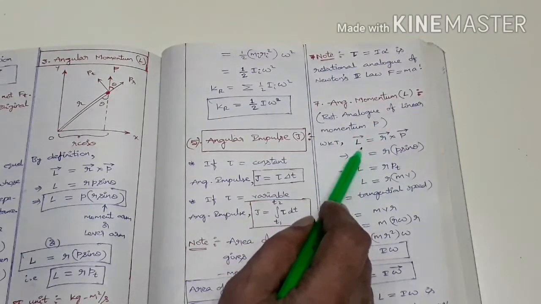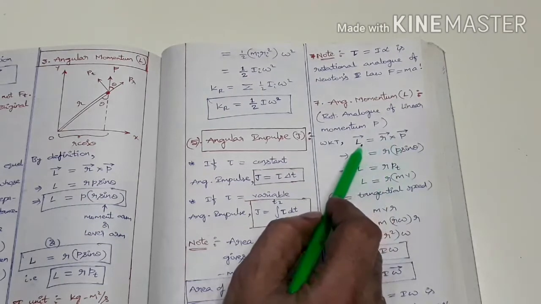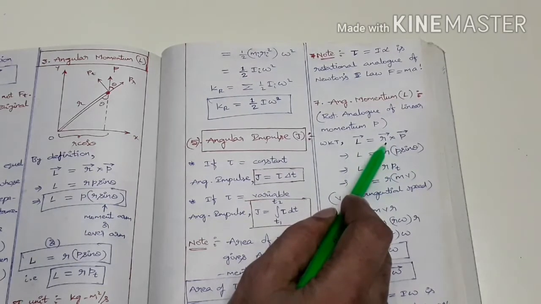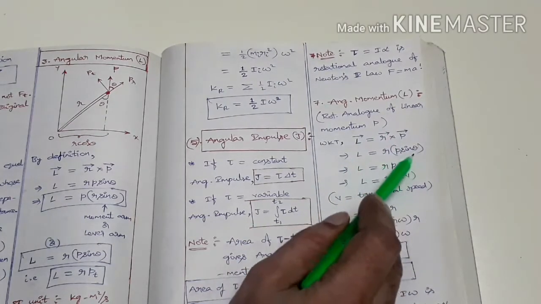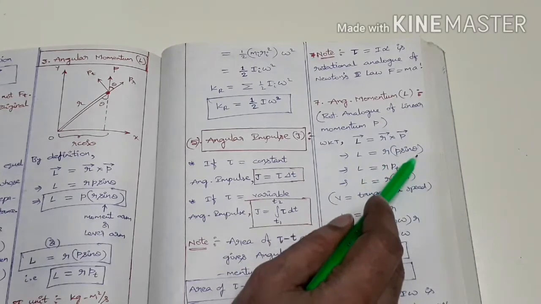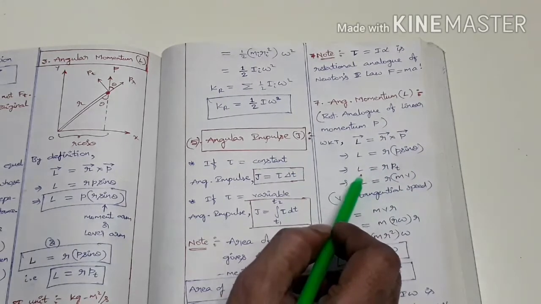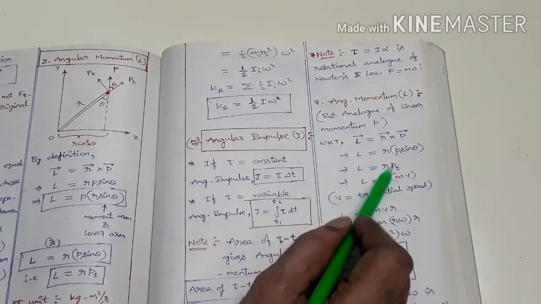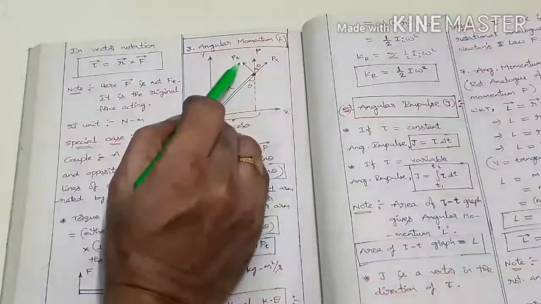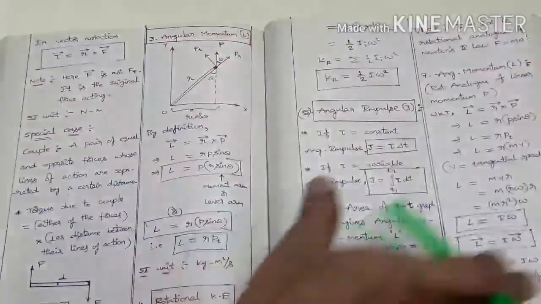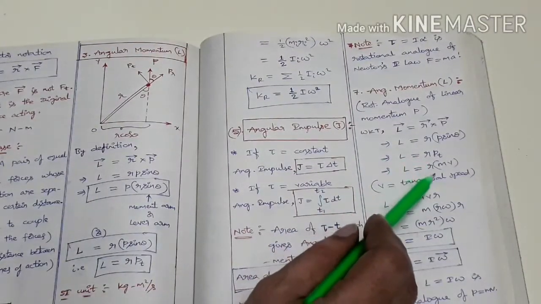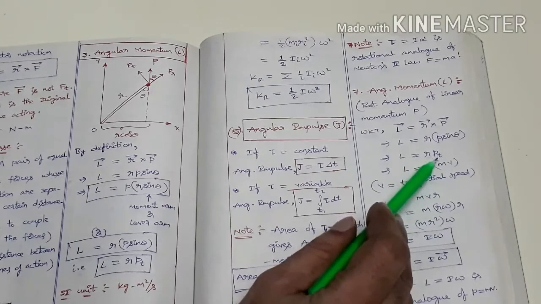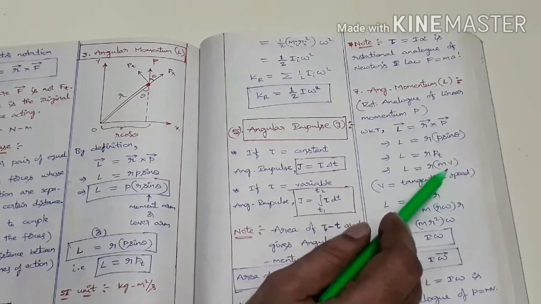We know that L bar equal to R bar cross P bar. Angular momentum vector equals radius vector cross linear momentum vector. So L equal to R P sin theta, by the definition of vector multiplication. So L equal to R into P sin theta. P sin theta is nothing but PT here. So L equal to R into PT, and PT equal to mv, where P is linear momentum.